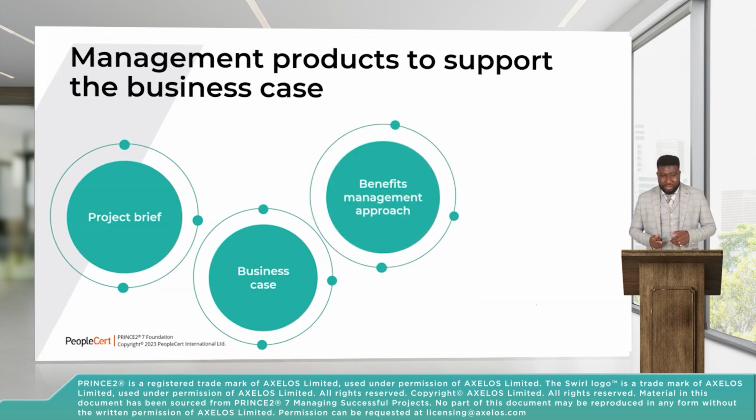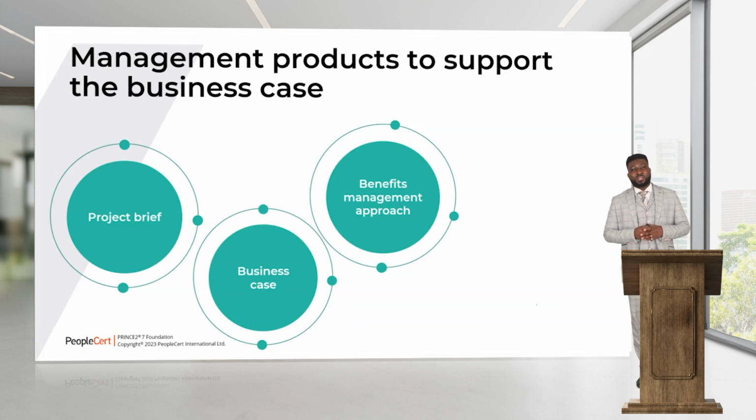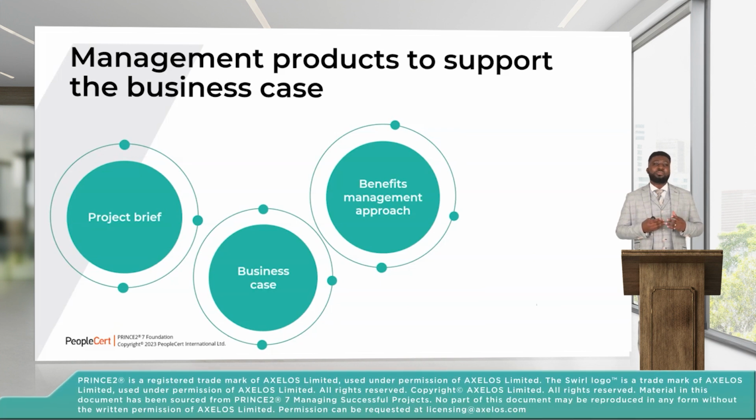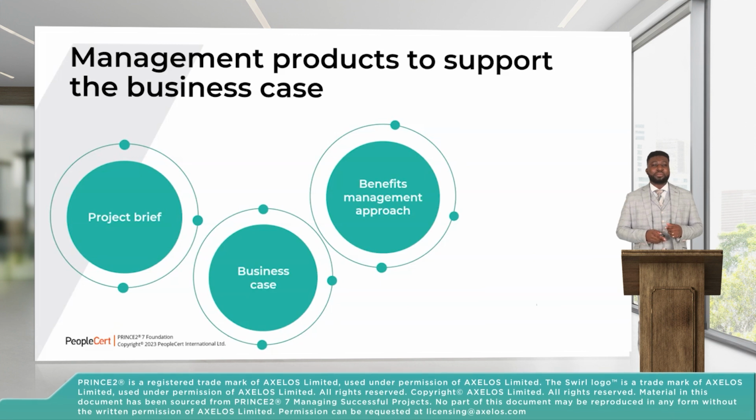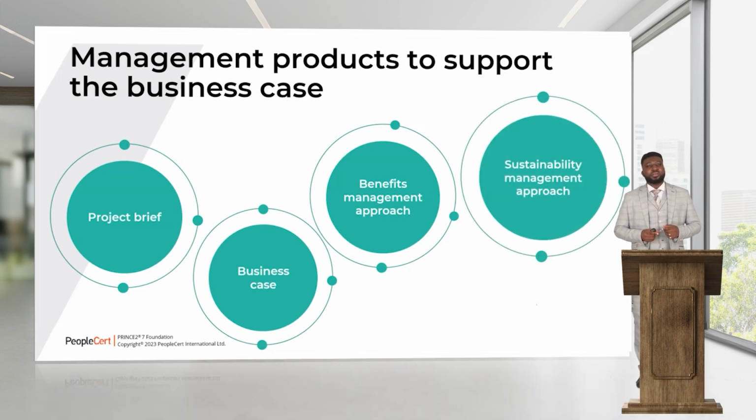Another key document that we need to consider is the benefit management approach. The benefit management approach is particularly important as this is the document that we will use to confirm the benefit post-project. It will tell us what benefits should accrue, when they should accrue, who should be responsible for making sure they're measured, and how we're going to confirm that the benefits are actually happening. Sustainability management approach is also important if we're to meet our environmental targets.